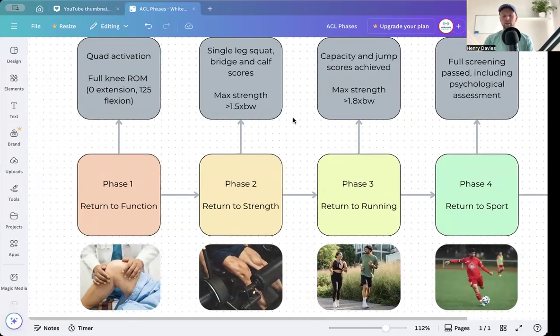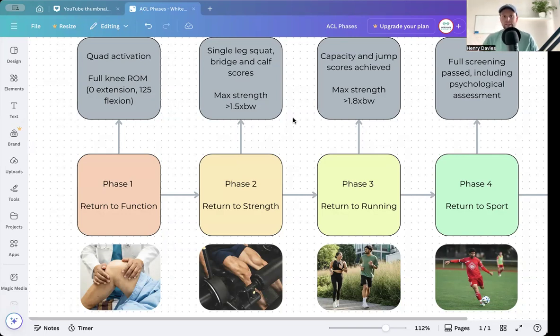What we're looking to try and do here is build a foundation of strength prior to going back to running. Without those key criteria, again, you put yourself at risk of further injury, because without having that return to strength phase ticked off, there's just no way you're going to be strong enough to get back to running.